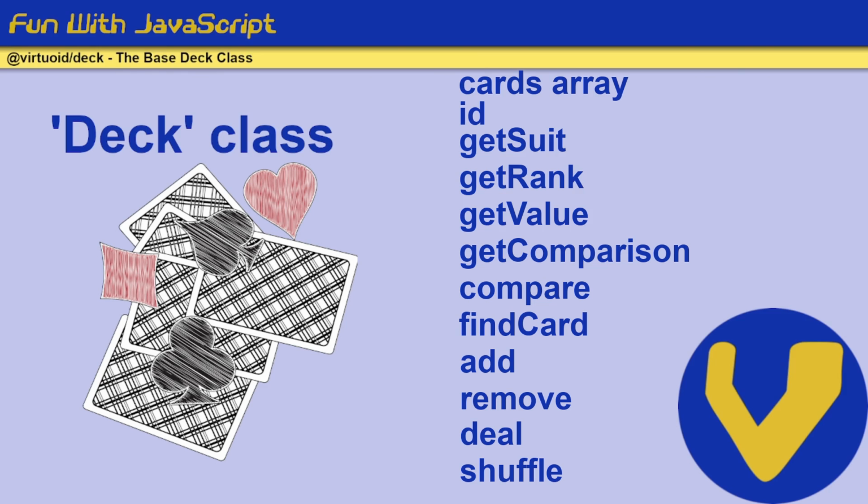And finally, we have to do what every single deck has to do, and that's shuffle the deck. So that's basically it. Those are our properties. Those are our actions, which basically means our methods.